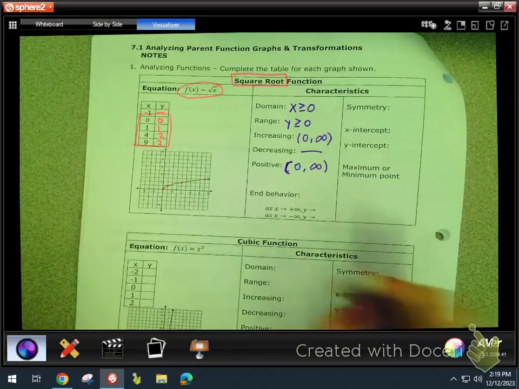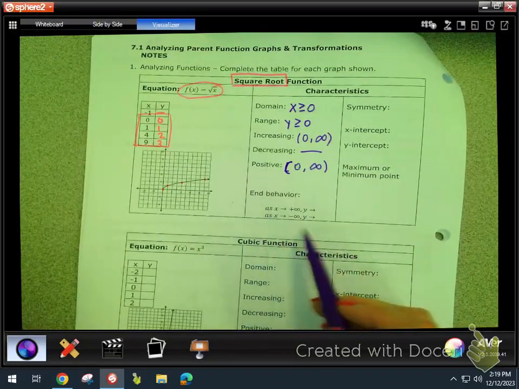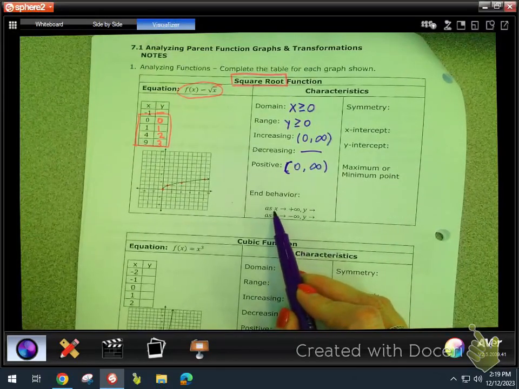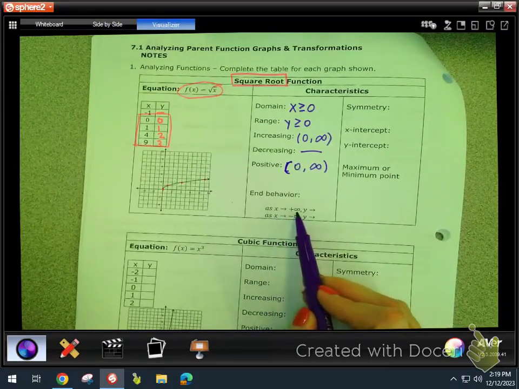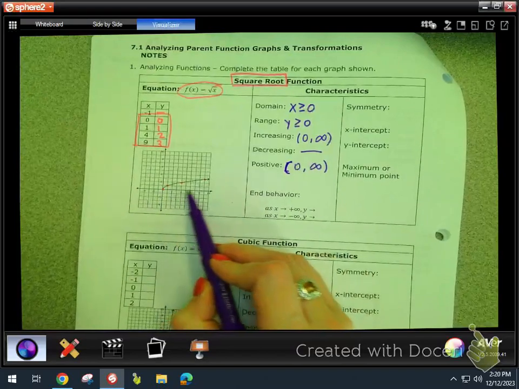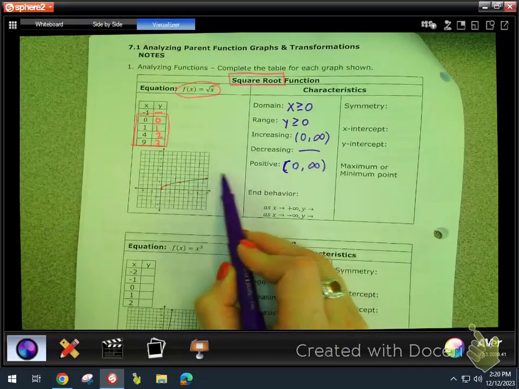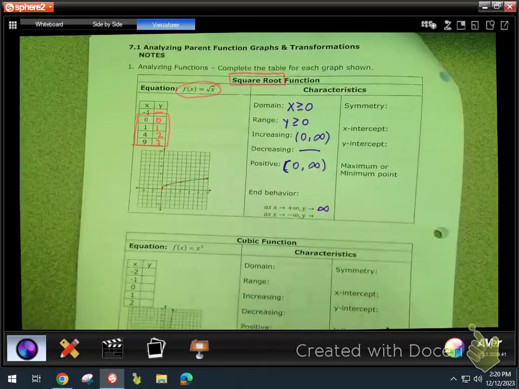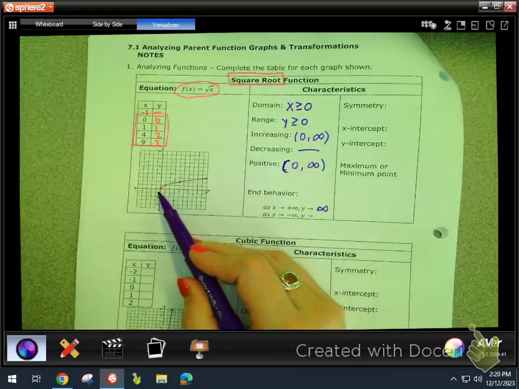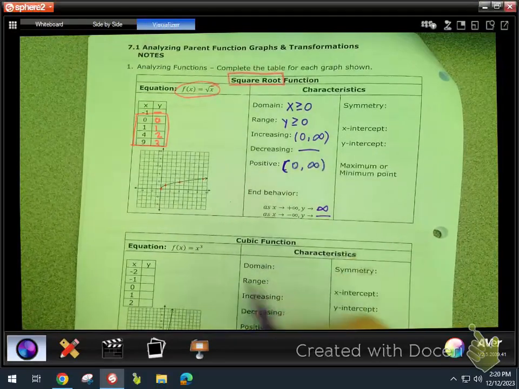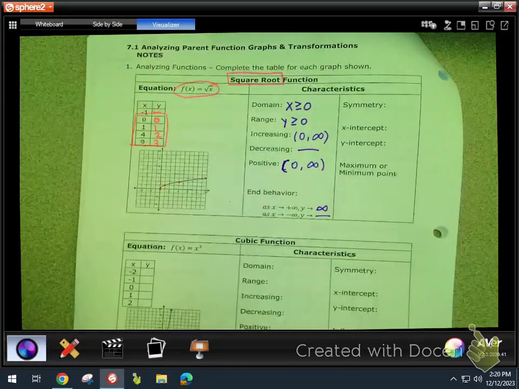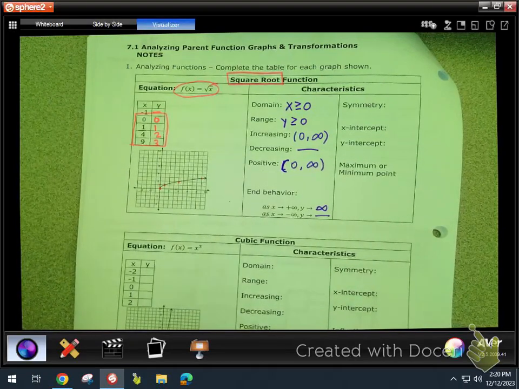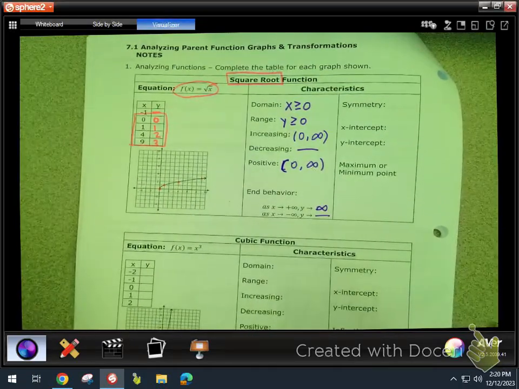End behavior, we'll kind of touch on this. We might talk about this later in the year when we get to logs. But this is saying, where's your graph going? So as x goes to positive infinity, as my x's get bigger, where is my y going? Up. Up forever is positive infinity. Now, with this one, because we have a domain restriction, x won't go towards negative infinity. So that's just NA, not applicable, no answer.